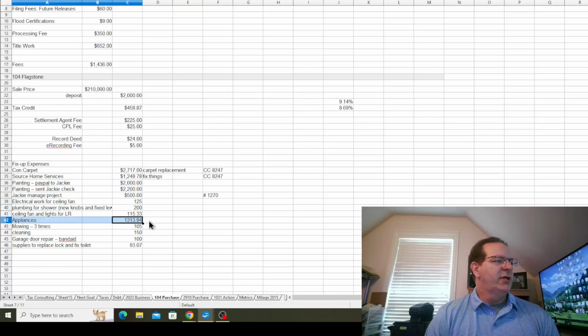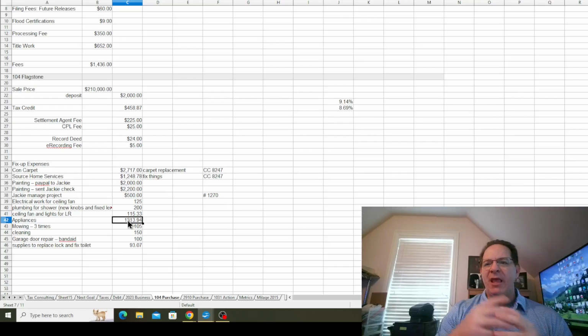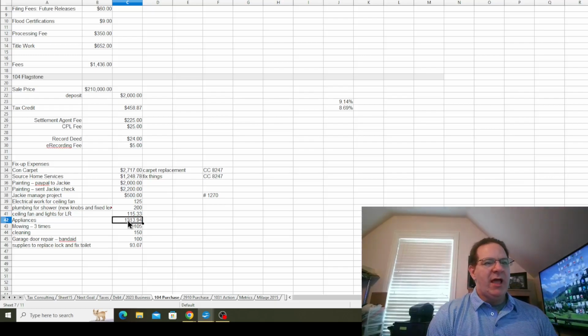Appliances were $1,313 on the house. I think we had to get a stove and refrigerator, and so that was $1,313, this was reasonable. We investigated Home Depot, Lowe's, and other appliance places. We don't have good non-normal appliance places in the Missouri area yet, so if you know of anything, you can let us know. But I think we did Home Depot or Lowe's, and they were able to deliver those out for us.